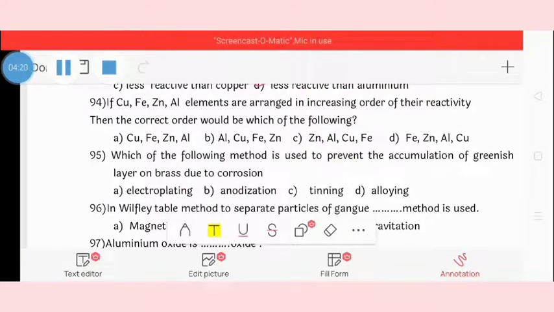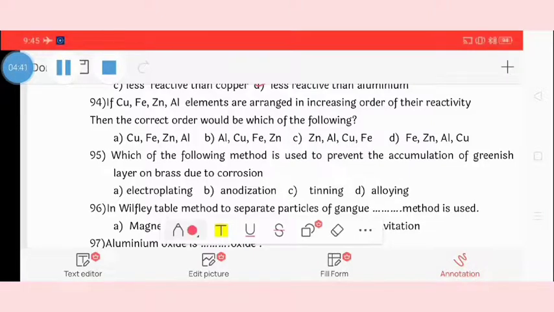Next, if Cu, Fe, Zn and Al elements are arranged in increasing order of their reactivity, then the correct order would be which of the following? The sequence given to us is already in increasing order of their reactivity. So the correct option is option A, that is copper, iron, zinc and aluminium.